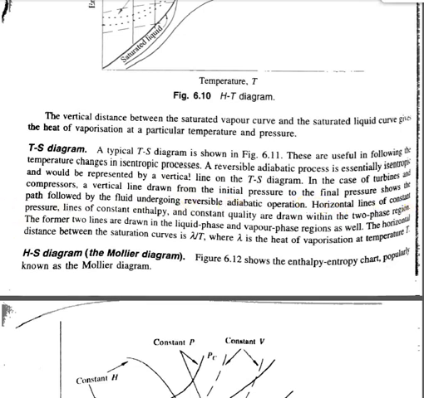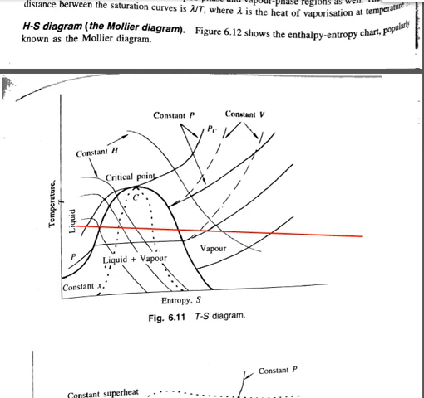Then horizontal lines of constant pressure, lines of constant enthalpy, and constant quality are drawn within the two-phase region. The former two lines are drawn in the liquid phase and vapor phase regions as well. This one is the liquid phase and this one is the vapor phase. And here is the constant pressure and volume.